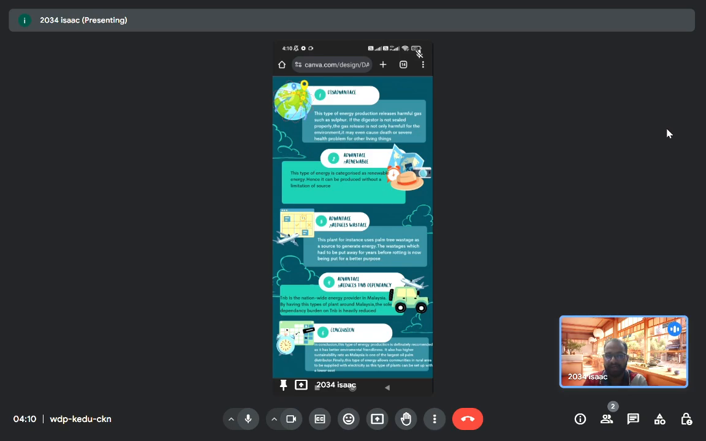It also has a higher sustainability rate as Malaysia is one of the largest oil palm distributors. Finally, this type of energy allows communities in rural areas to be supplied with electricity as this type of plant can be set up at a lower cost.